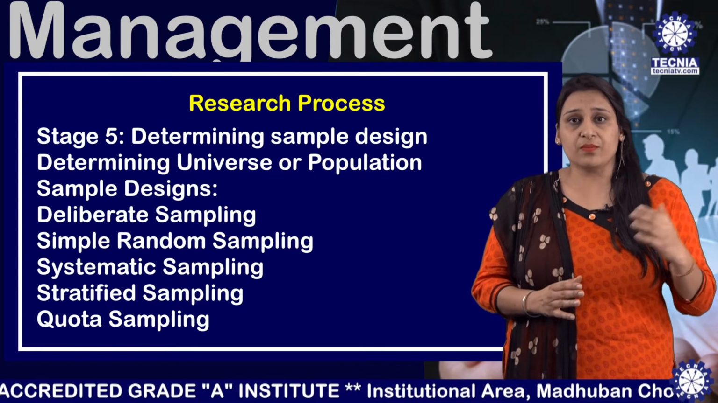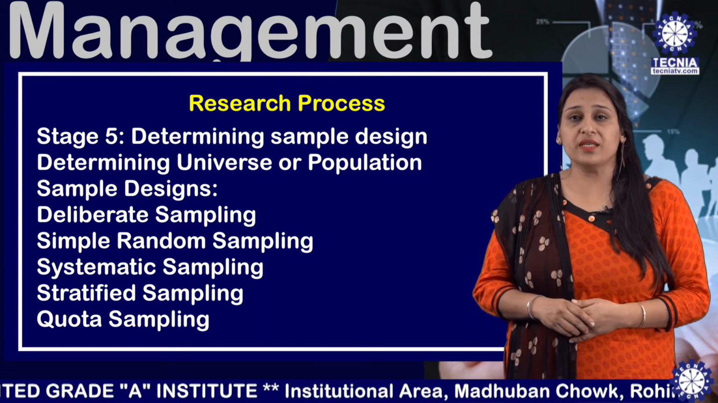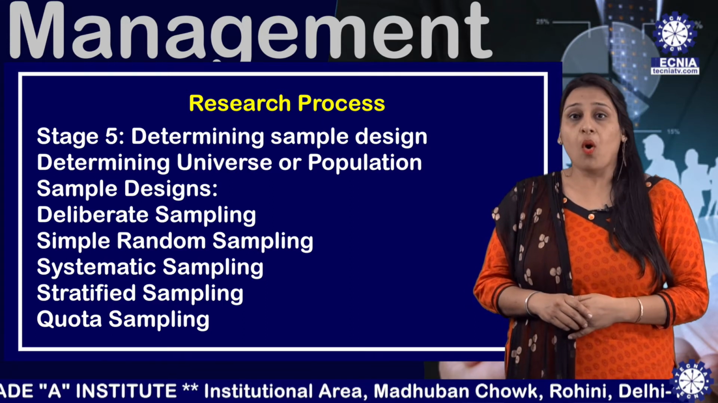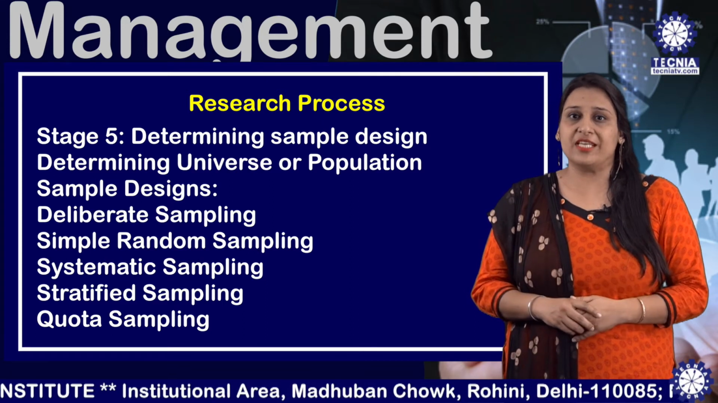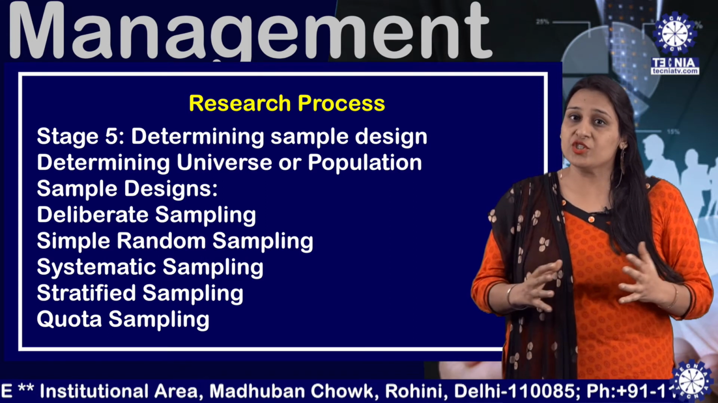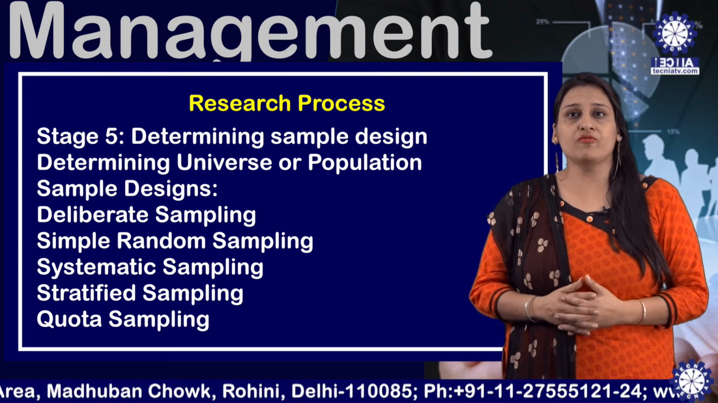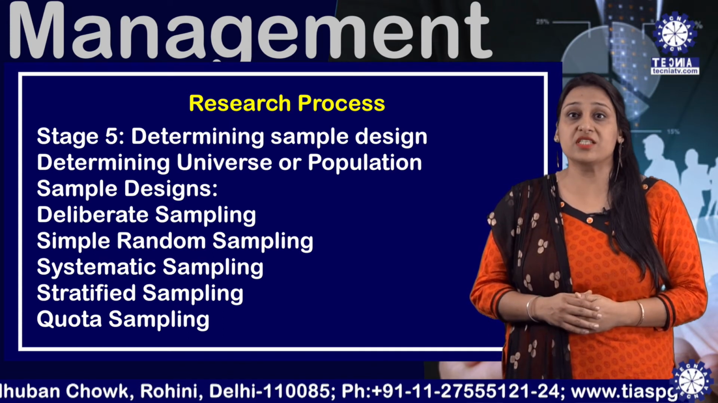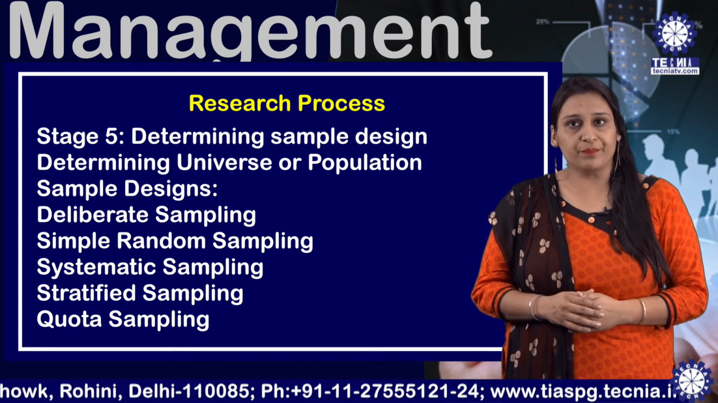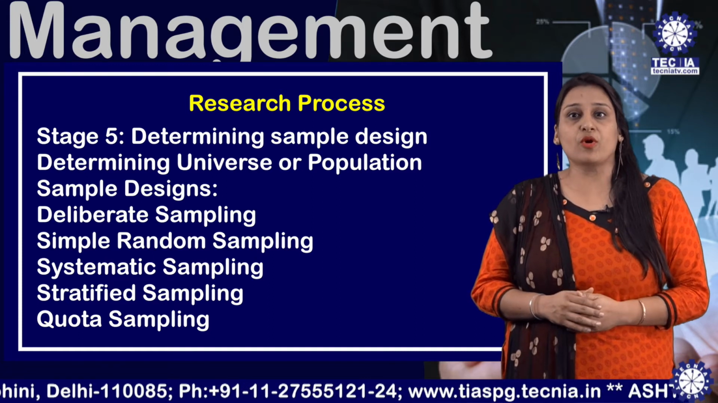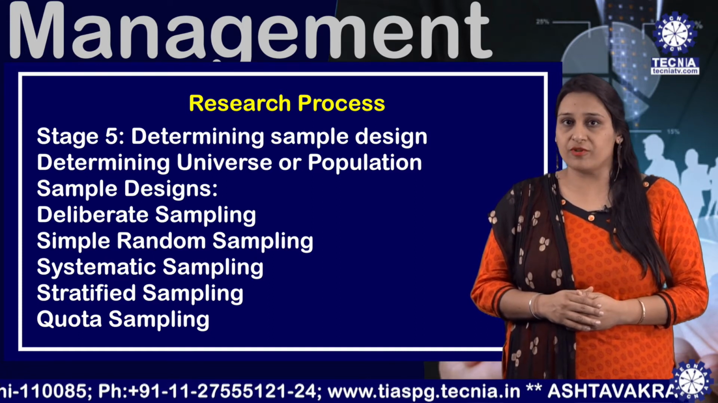The fifth step of research process is determining sample design. All the items under consideration in any field of inquiry constitute a universe or population. A complete enumeration of all the items in the population is known as a census inquiry. A brief mention of the important sample designs is as follows.